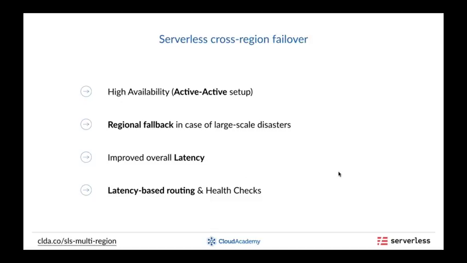Let's look at some of the tenets and how we can achieve cross-region failover. One is to do an active-active setup, which means having two or more regions actively serving requests, which will keep your application up if one region goes down. Same with fallback: it will switch over in the case of large-scale failovers of a region. It can just fall back to the other region.